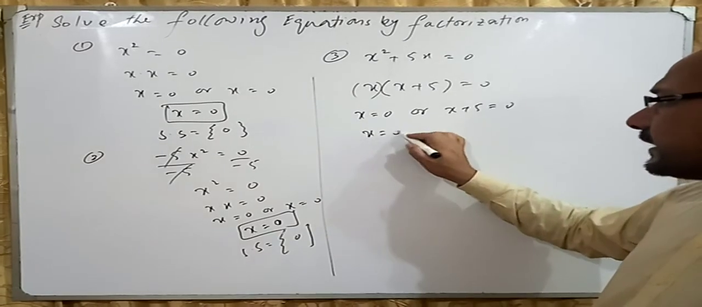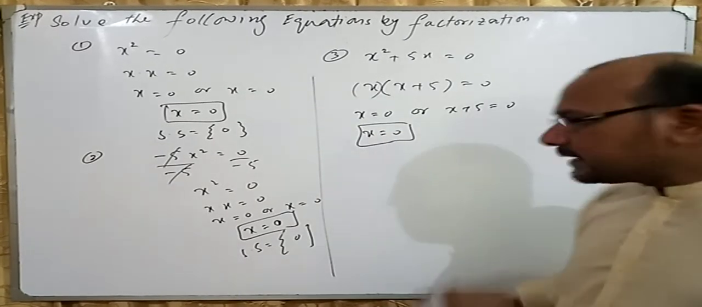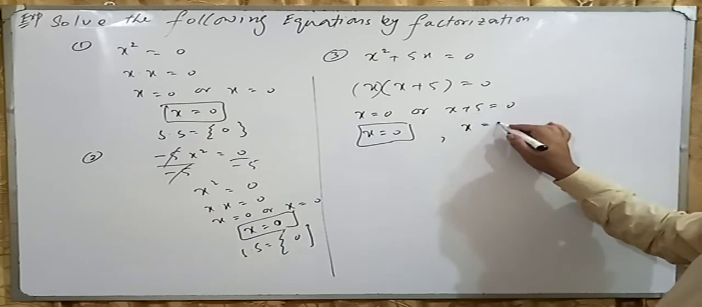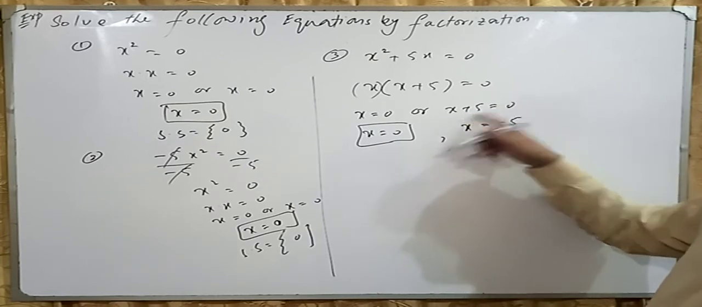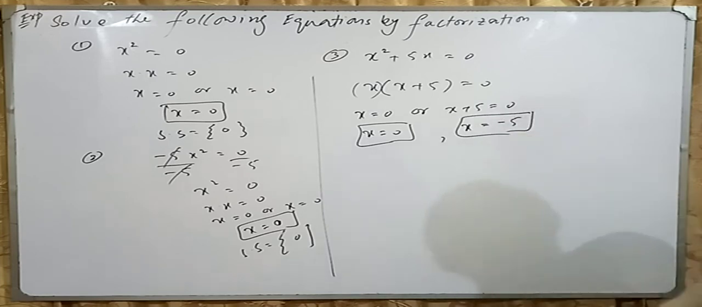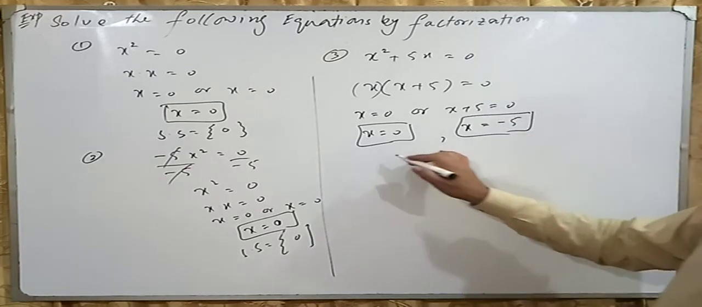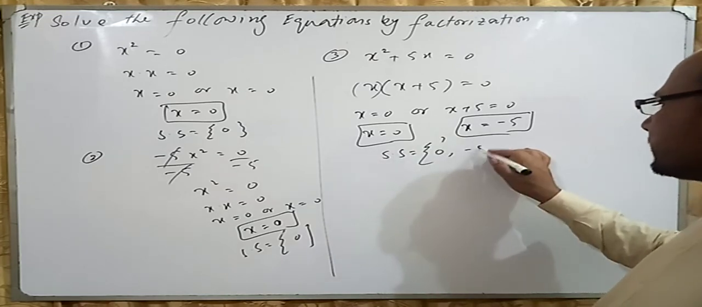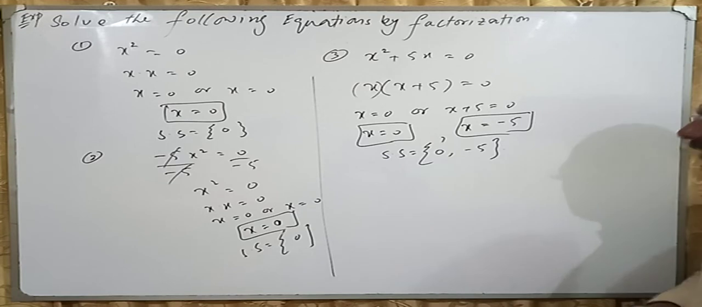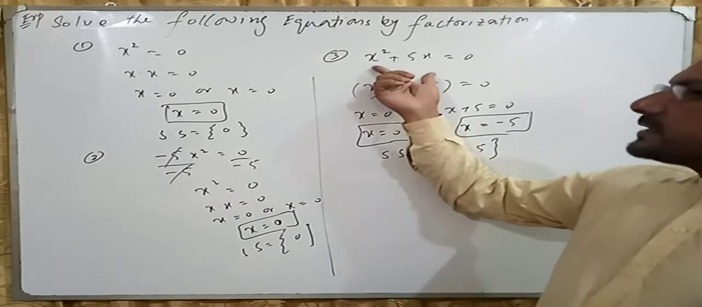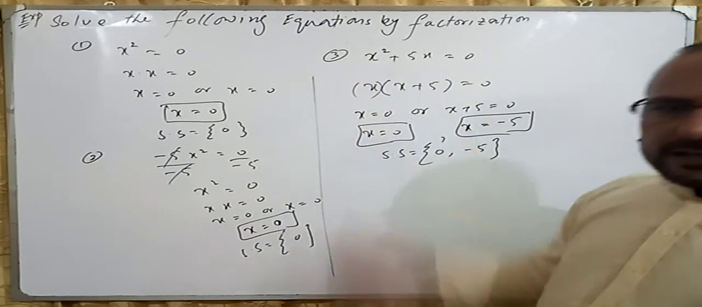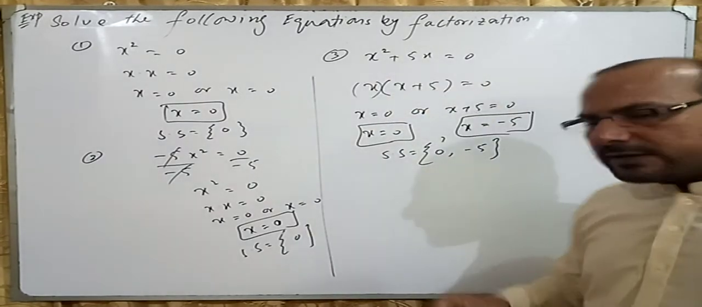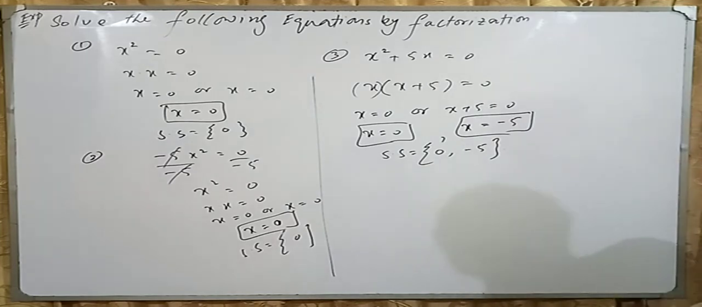x equal to 0 is a value of x, and if you shift 5 to another side, so you will have minus 5. This plus will become minus. So x equal to minus 5, another value. In this particular case, we have two solutions, 0 as well as minus 5. You can check it by putting 0 instead of x. It will satisfy the equation. If you put minus 5 in the equation, it will satisfy the equation. Both sides will give you the same result.